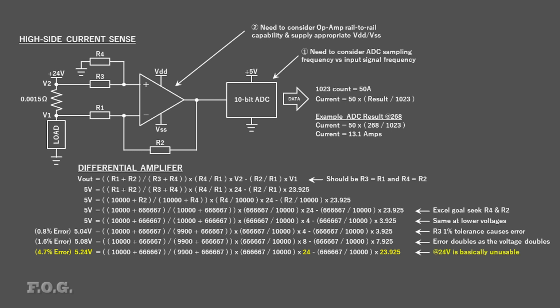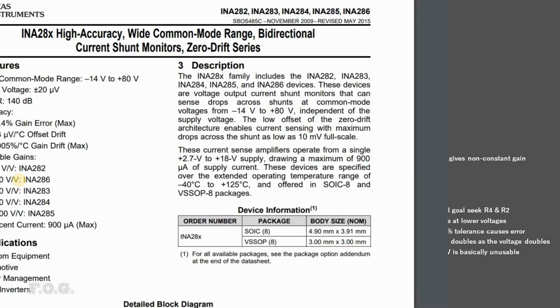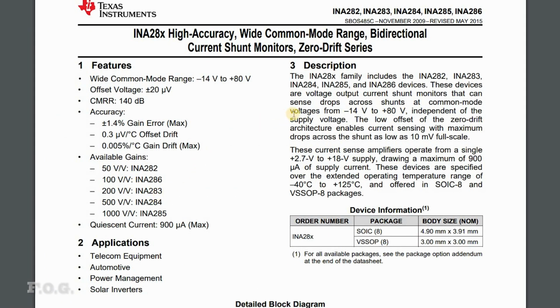It's basically unusable. So in conclusion, we can clearly see that with this design, imperfect matching of these resistors results in a non-constant gain error as the supply voltage changes. And we can also see that this non-constant gain error is particularly problematic when you're working at those much higher voltages. In practical terms, there are, however, a couple of ways to deal with this issue. The first is to buy very expensive high precision resistors, and the second is to do what everyone else does and buy purpose-built current sense amplifier ICs, which already have those high precision resistors built in. It's also the cheaper and simplest option, by the way.